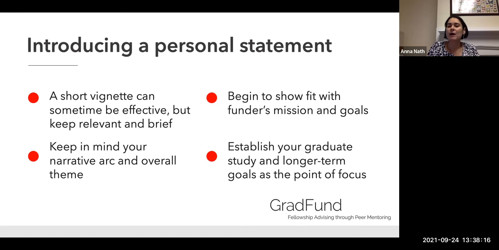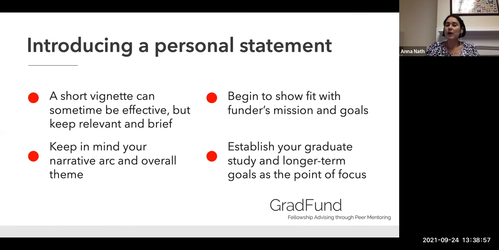Keep in mind your narrative arc and overall theme, right? So when you're introducing a personal statement, if you have that narrative arc in mind, begin showcasing it. If you're going to go from this point in your career to this point in the personal statement, again, begin showing it. And also begin to show fit with the funder's mission and goals right in the personal statement. It's important to make that connection right away. It's important to make that strong connection, because again, the fit matters. The fit with the funder's mission and goals is extremely, extremely important.